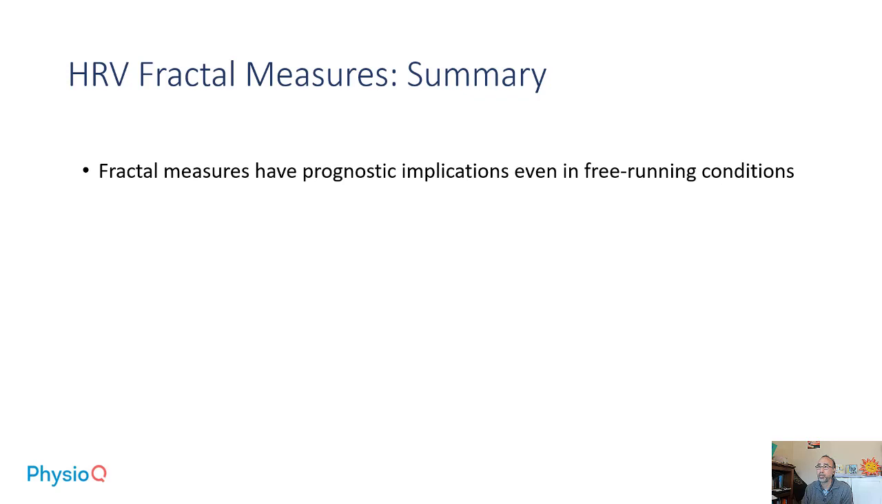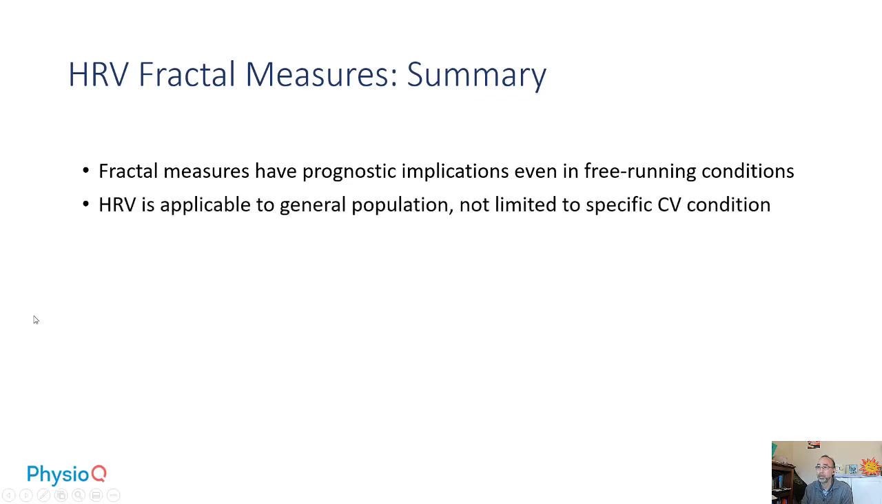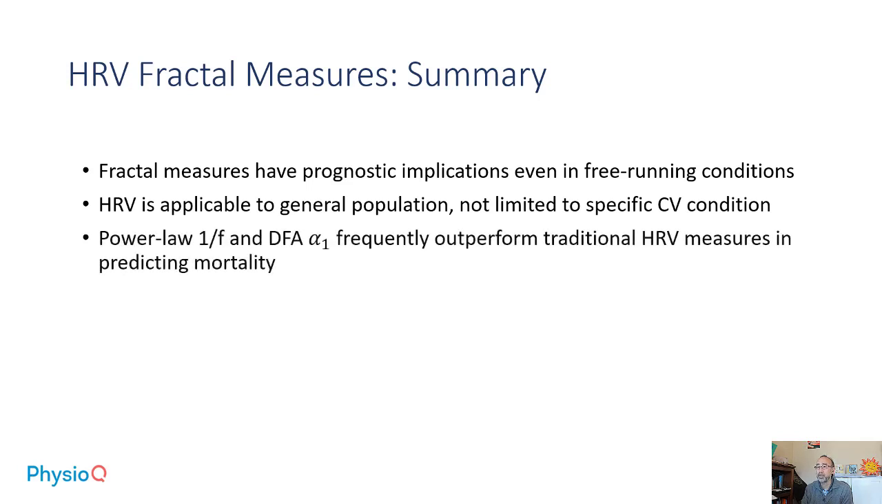To summarize heart rate variability fractal measures, I would say that fractal measures have prognostic implications even in free-running conditions. Again, just like I had talked about in the previous epidemiological studies, the heart rate was collected using 24-hour Holter monitoring. And again, this was done in free-running conditions without any restrictions about what the participants can or cannot do. Heart rate variability is applicable to the general population, not limited to specific cardiovascular conditions.